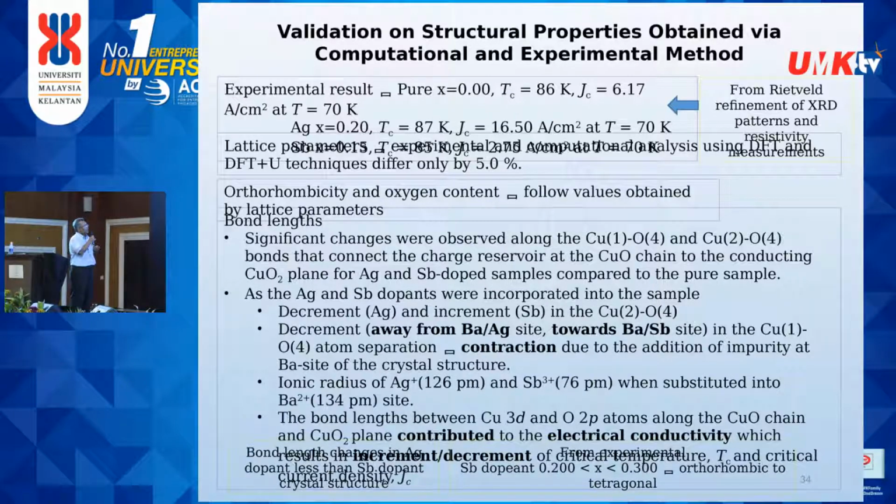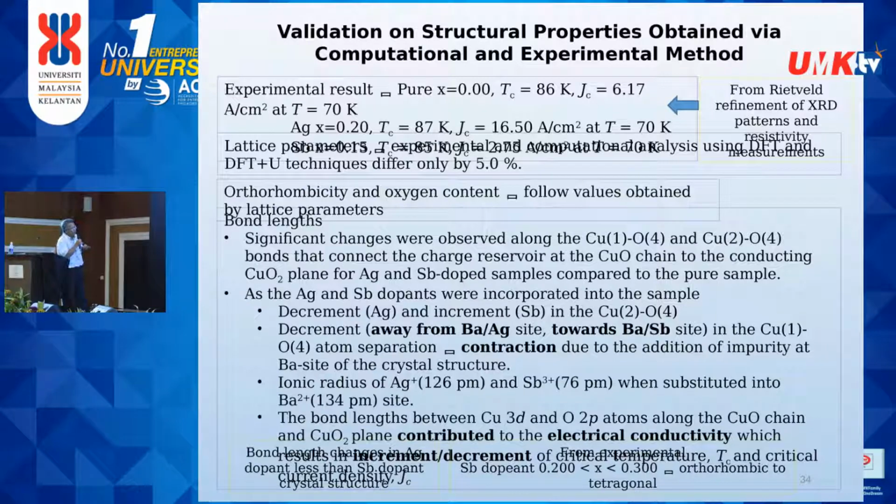So bond lengths, significant changes were observed along the Cu1O4 and Cu2O4 bond that connects the charge reservoir at the CuO chain to the conducting CuO2 plane for Ag and antimony doped samples compared to the pure sample. So as the Ag and antimony dopants were incorporated into the sample, it shows a decrement of silver and increment of antimony in the Cu2O4, right? And decrement away from barium and silver side towards barium and antimony side in the Cu1O4. Atom separation, contraction due to the addition of impurity at barium side of the crystal structure.